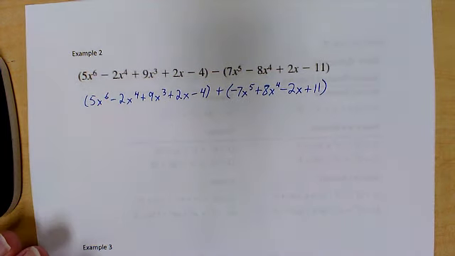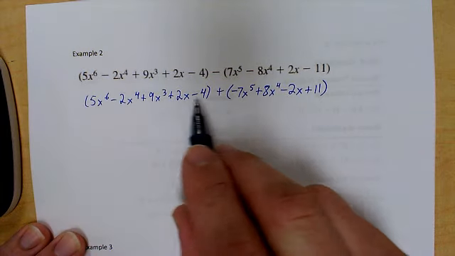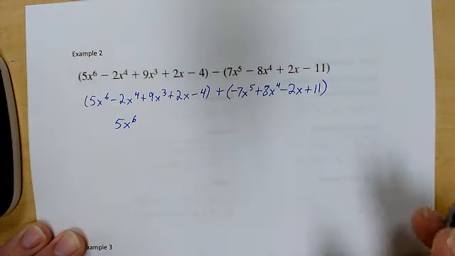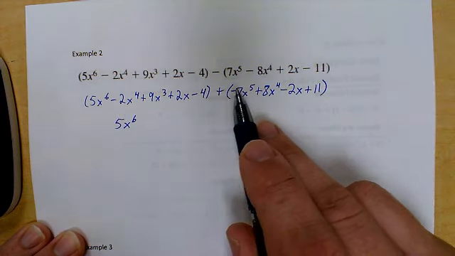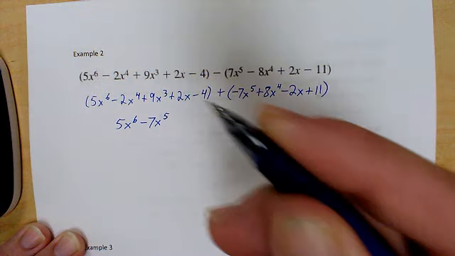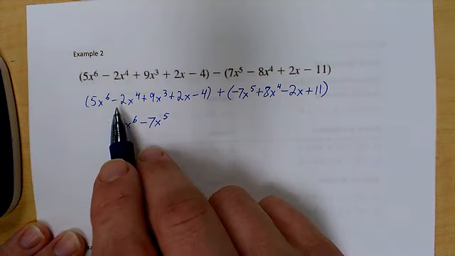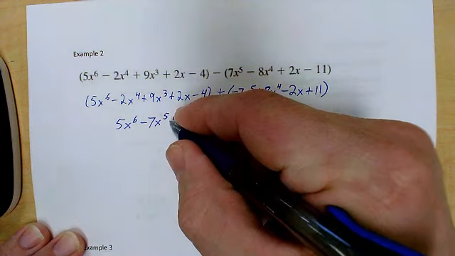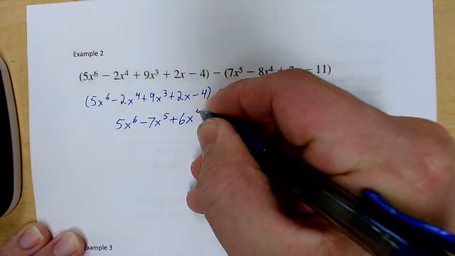Now I'm going to go through the same process I did on example 1, where I simply combine like terms. 5x to the 6th has nothing to combine with. Now we'll look for anything to the 5th power. Nothing over here, but we do have a negative 7x to the 5th power. We'll combine our x to the 4th powers. Negative 2 plus 8 is positive 6, x to the 4th power.